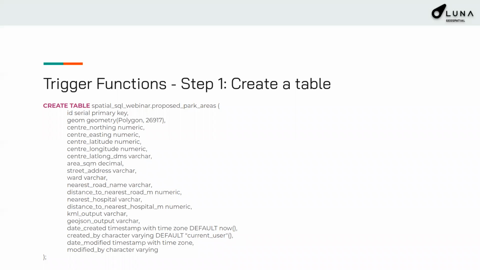So the first step to do this is you've got to create a new table. So I'm going to create a table. It's going to be a polygon. We see the geometry here is set to being a polygon. And again, it's in 26917, which is the UTM zone that I'm in here in Ontario, Canada.